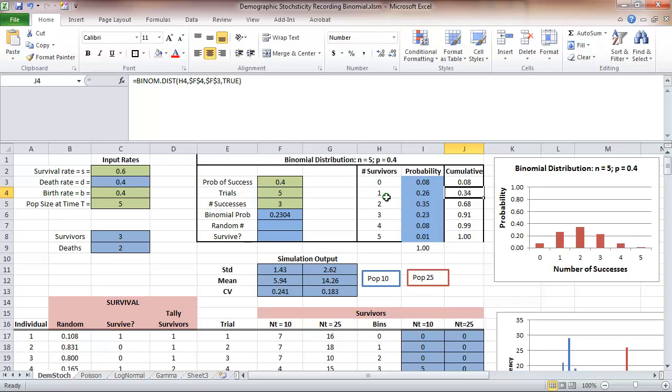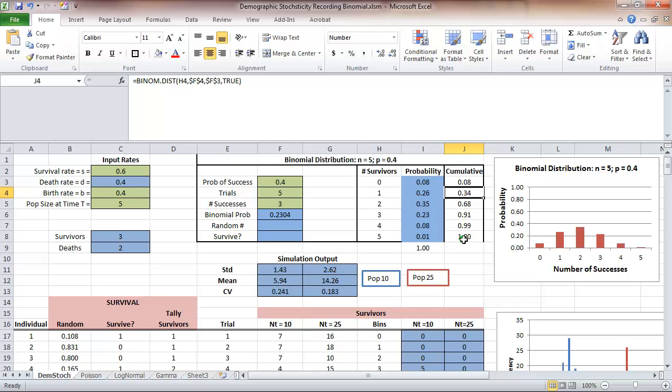If we go to 1 survivor, though, the probability of getting exactly 1 survivor out of 5 trials is 0.26. But the cumulative function is telling us what is the probability of observing a 0 or a 1. So we're going to add those two numbers. 0.26 plus 0.08 is 0.34. So this is just accumulating down the column, and you can see that we end with the number 1 because as we add and consider more outcomes, we're considering all of the possible outcomes there are.